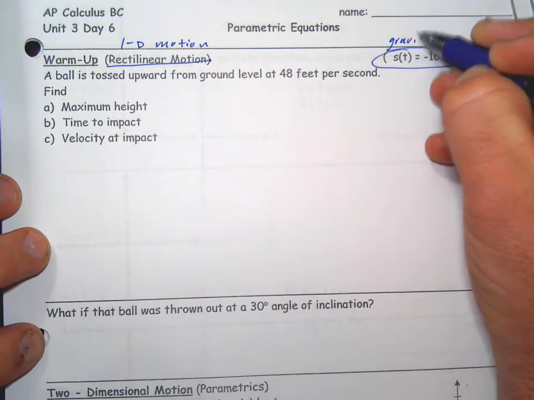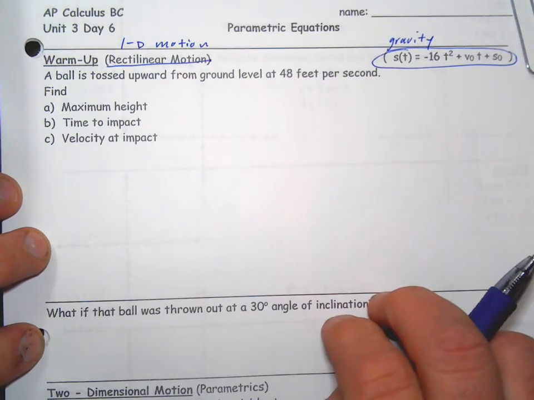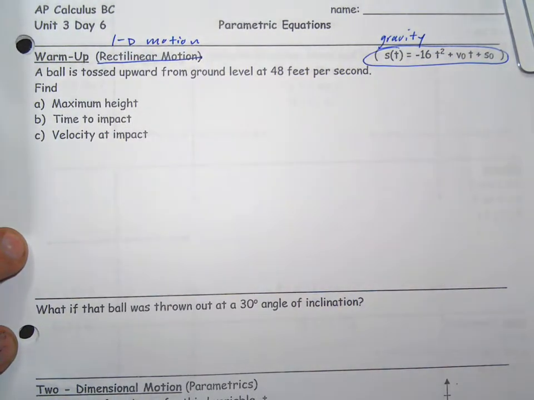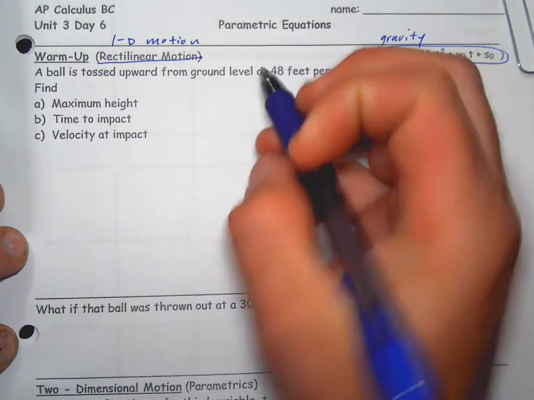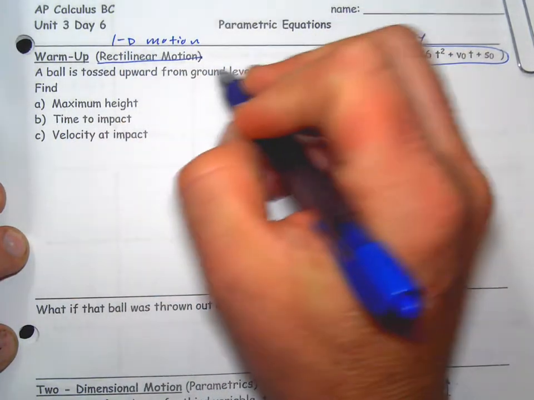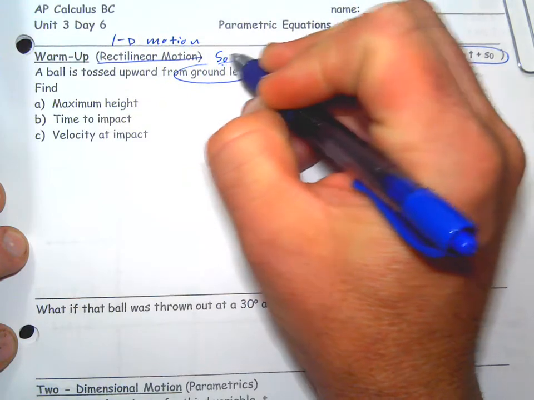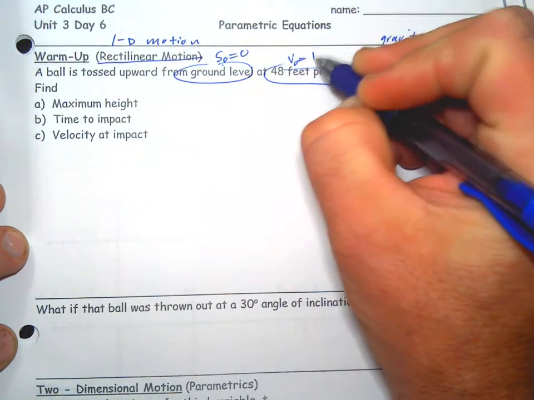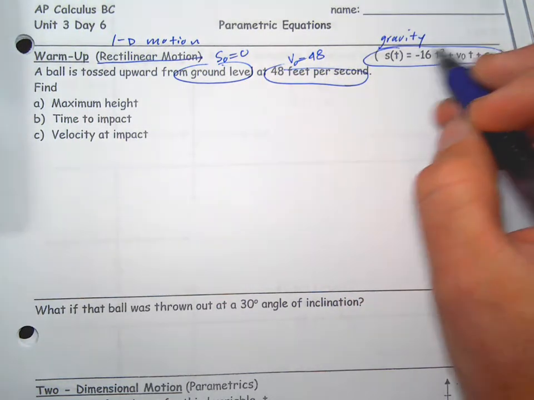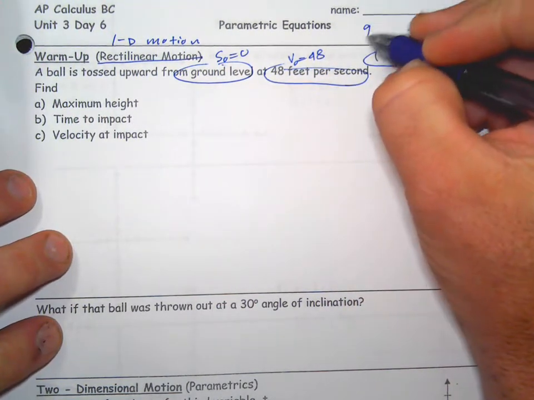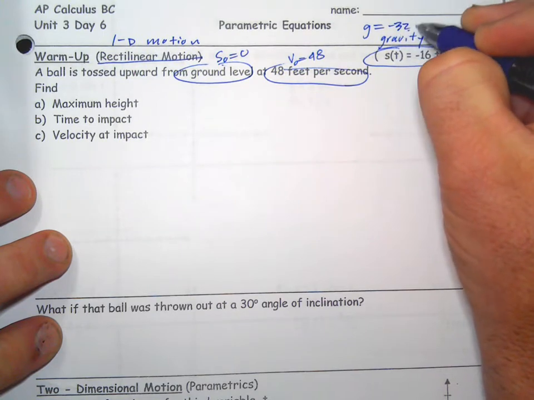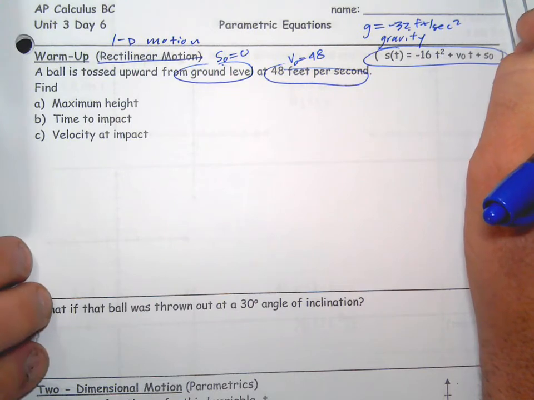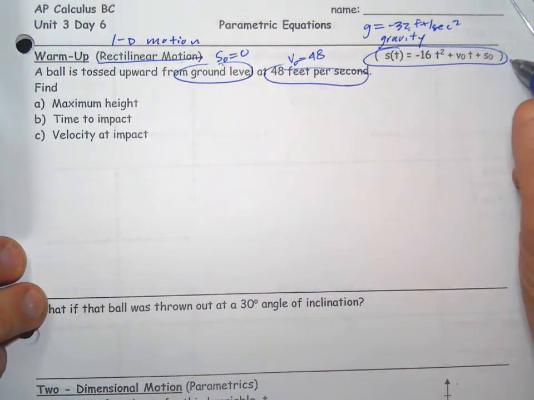So this is position, height, with gravity acting on an object. So it says a ball is tossed upward from ground level. That's your initial height. At 48 feet per second, that's your initial velocity. And this is using gravity, which equals negative 32 feet per second squared, the force of gravity in English units. So for us, it's going to be feet.